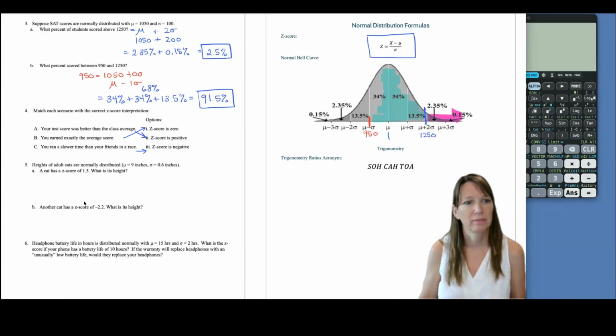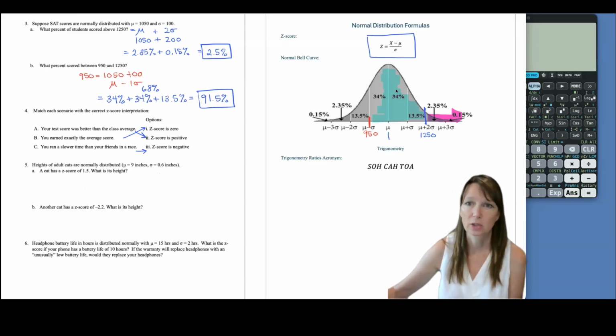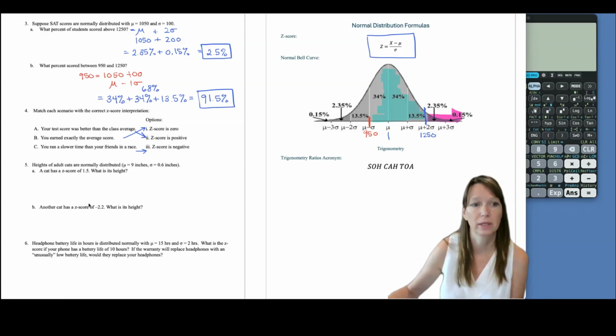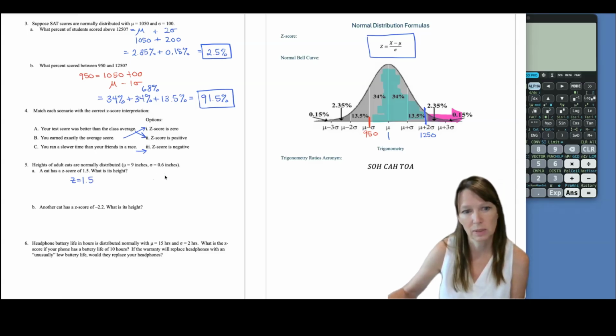Okay, question number 5. Heights of adult cats are normally distributed with a mean of 9 inches and a standard deviation of 0.6 inches. So a cat has a z-score of 1.5. What's its height? So we're going to use this z-score formula and we're just going to plug in what we know and solve for the unknown variable. Since we do know the z-score, that's going to be the data point that's going to be on the left. X, remember, stands for your data point. In this case, that's the height, and that's my unknown.